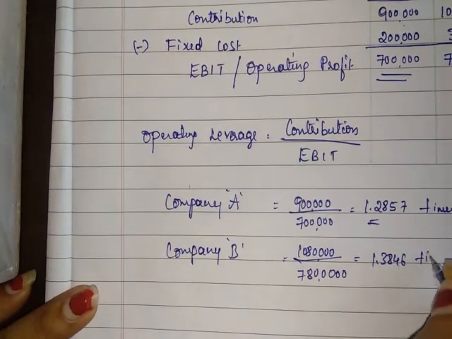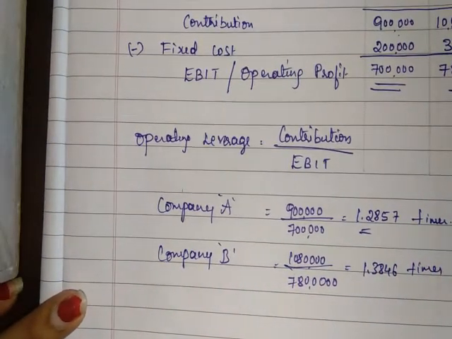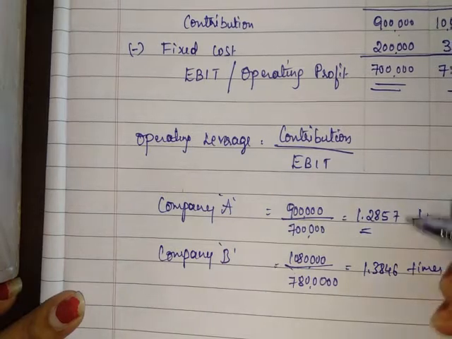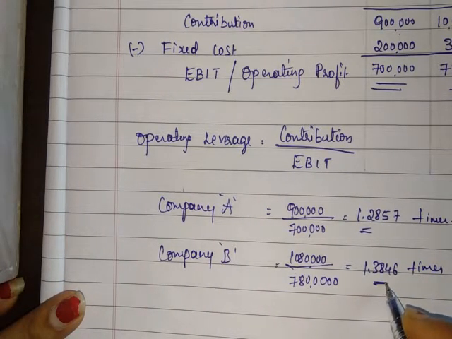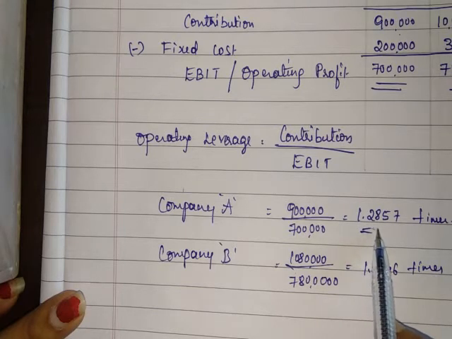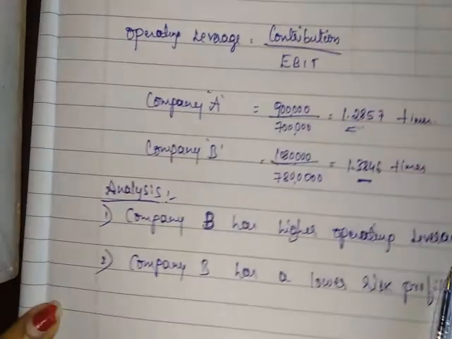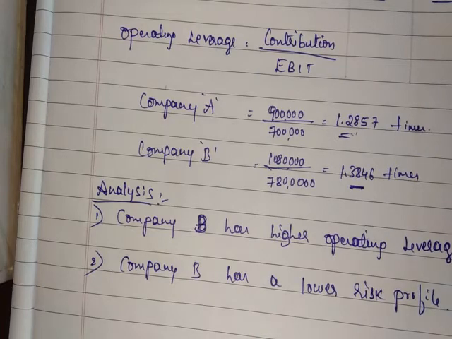So it is 1.3846 times. Depending on the operating leverage you got for the two companies, you need to analyze which company has higher leverage and which company has lower risk profile. Here, which company has higher leverage? Company B has higher operating leverage, and which company has lower risk? That is company A. So you need to write that. So company B has higher operating leverage and company A has lower risk profile. Let's go for another problem.